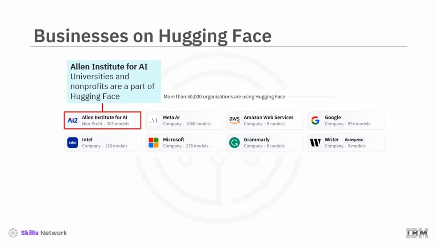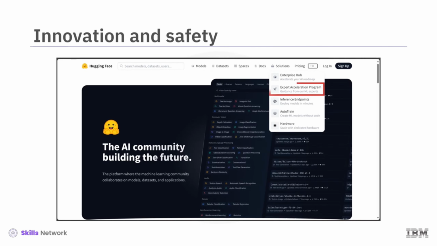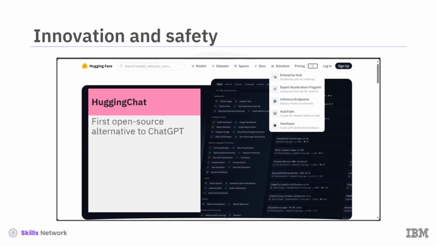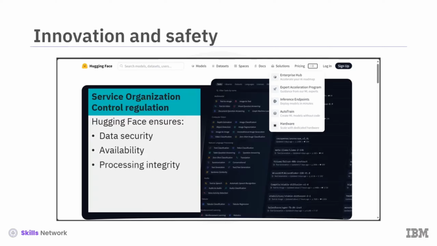Even universities and nonprofits are part of Hugging Face. Among other services, Hugging Face offers an expert acceleration program to guide non-developers on machine learning models. Hugging Chat is the first open-source alternative to ChatGPT. To protect its users, Hugging Face complies with Service Organization Control Type 2 regulation. This means ensuring user data security, availability, processing integrity, confidentiality, and privacy.